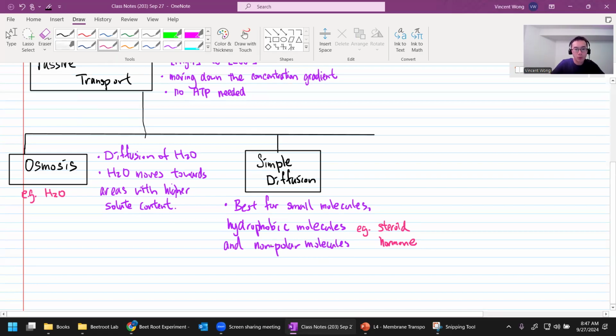Okay, so non-polar molecules like oxygen, CO2, right? They're able to go through. So water, even though it's polar, is small enough, so that's why it's able to go through as well. All right, that's that. Does anybody have any questions before I move on?